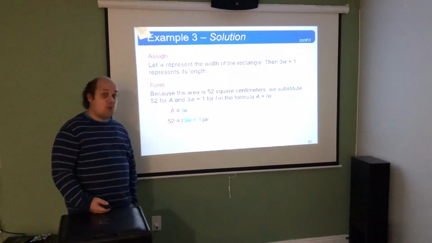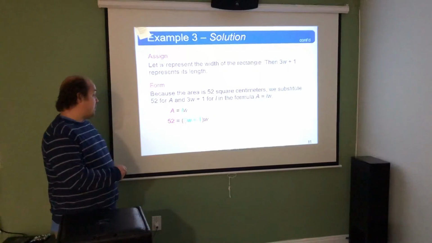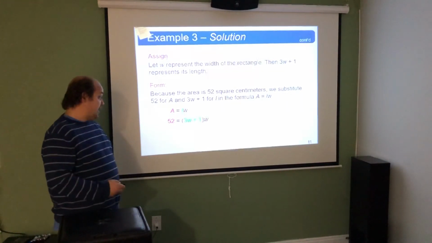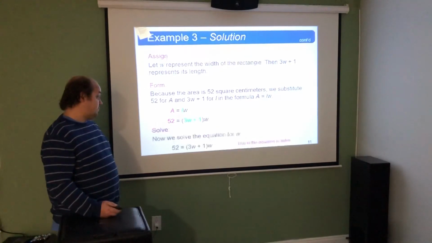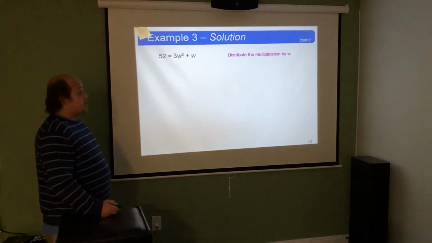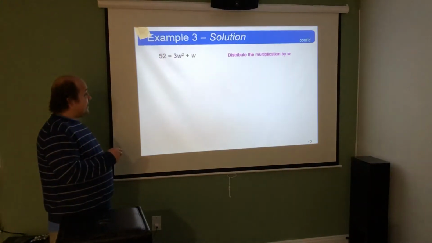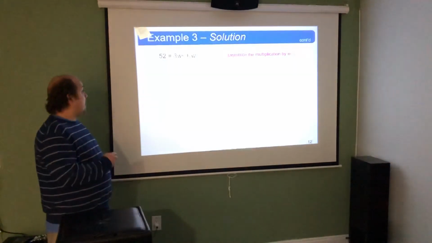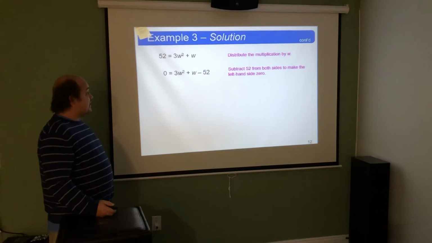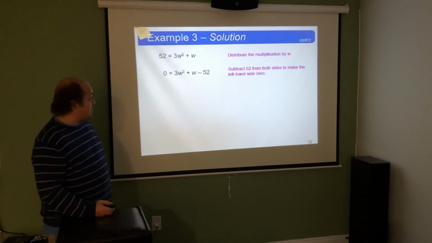The next thing that I'd want to do is distribute that W on the right-hand side. So W times 3W gives me 3W squared. W times 1 gives me W. Now what I want to do is make sure that I'm setting it equal to 0 by taking the 52 to this side. I'm going to subtract 52 here, subtract 52 here. That's how I get 0 equals 3W squared plus W minus 52.